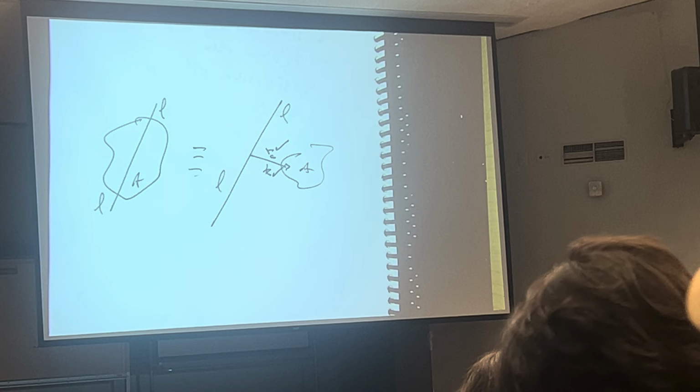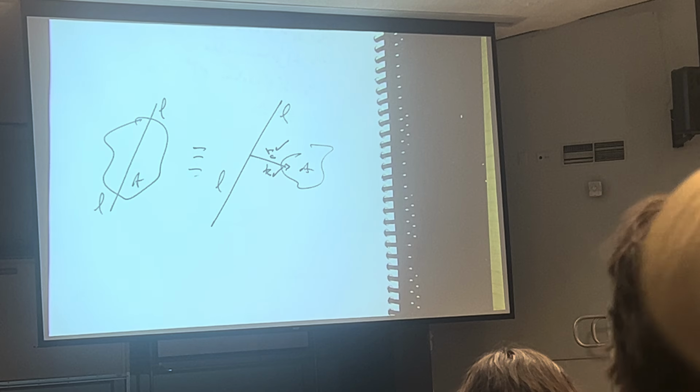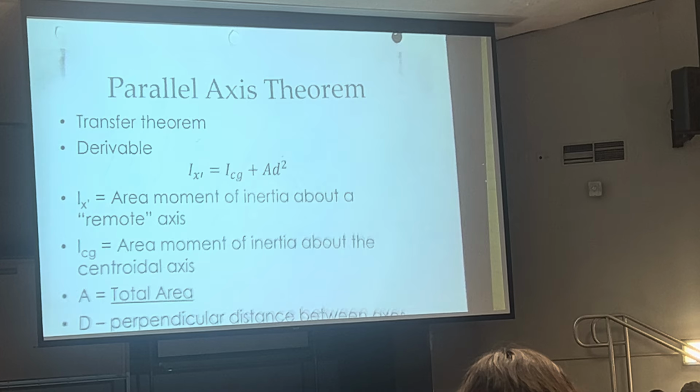Next important thing that you're going to need is what's known as the parallel axis theorem.